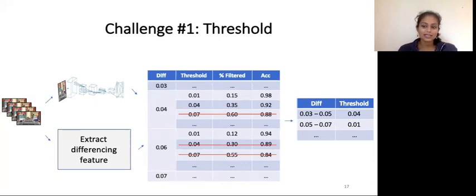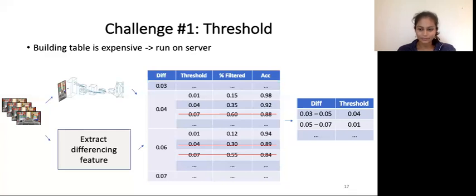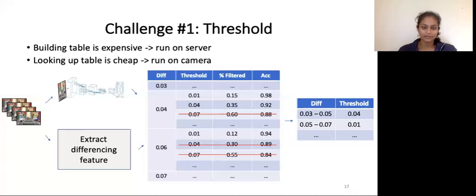So building this table is clearly expensive. We have to run the full DNN over every frame for a while and collect all this information. So that's a job for the server. Looking up the threshold, though, is super cheap. It's just a simple hash table lookup, so that can be done quickly on the camera. And that allows the camera to keep up with the rapidly changing threshold that we saw without waiting for instructions from the server.